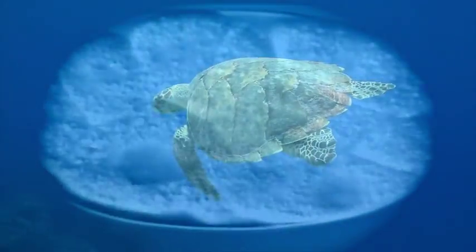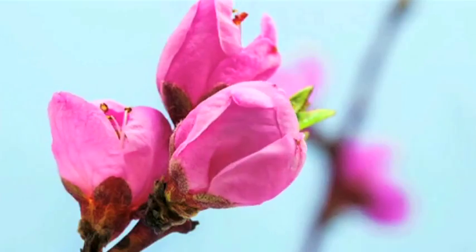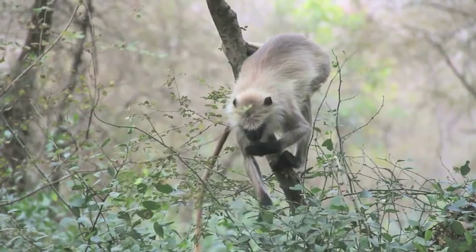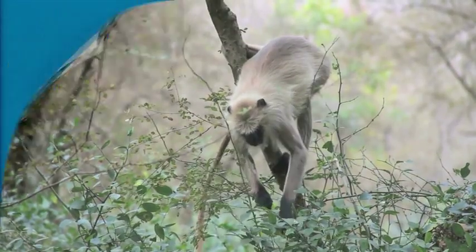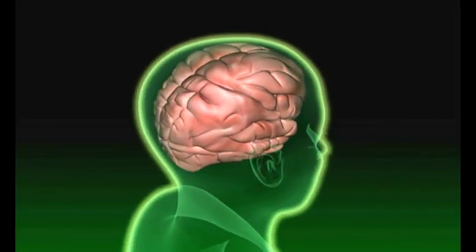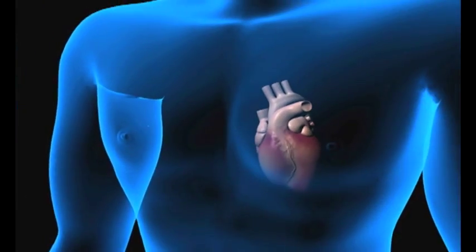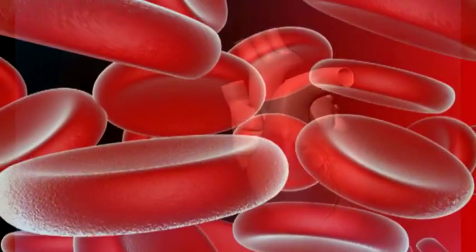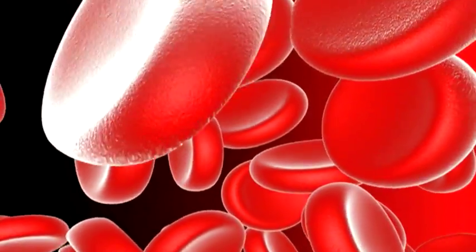Cellular reproduction is crucial to the development and the maintenance of life on Earth. All multicellular organisms, from this sea turtle to this flowering plant and this monkey, began as just one cell. And after that single original cell divided over and over again, it ended up giving rise to an organism that consisted of a complex collection of billions or trillions of cells of many different specialized types, such as the nerve cells of the brain, the muscle cells of the heart, and the red blood cells of the circulatory system.